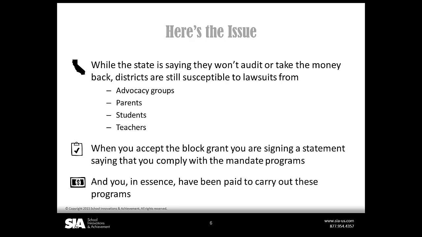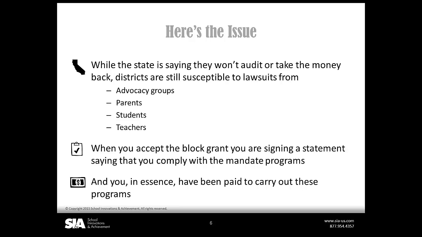While the state's saying they're not going to audit and they're not going to take the money back, what they're not telling us is that there are advocacy groups, parents, students, and teachers that could still file a lawsuit. And unfortunately, this is already happening. We have 13 districts that are being sued for not complying with the STAL Act mandate. A Central California district is being sued for not complying with the AIDS prevention instruction mandate, and an East Bay district is being hit with an $8 million lawsuit, and this one is related to child abuse and neglect reporting.